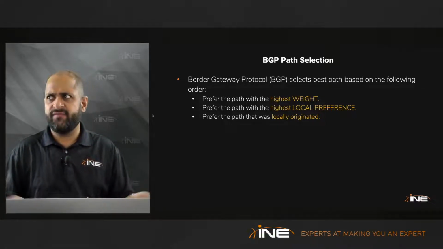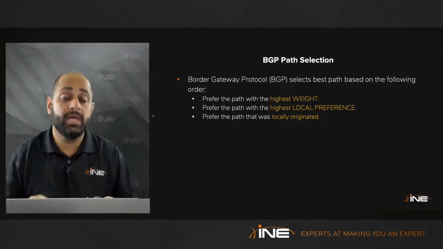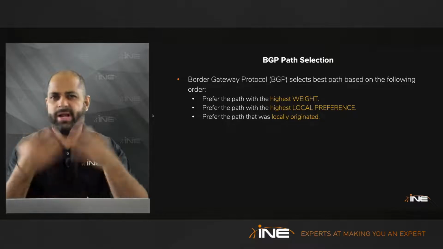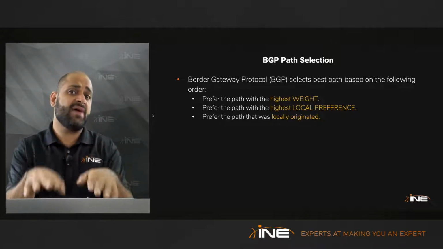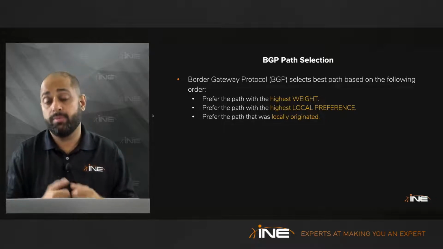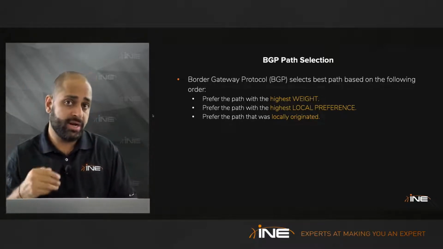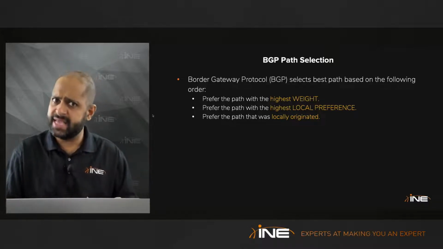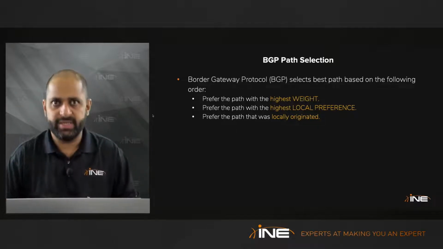So if I have learned the route through BGP or if I have locally advertised that route. Locally advertised could be through a network statement or through redistribution. It doesn't really matter. If I have advertised that route, it would be preferred over a learned route. So locally originated is preferred over a learned route. If that is the same, if I'm learning the route from both the ISPs, it's going to be the same.